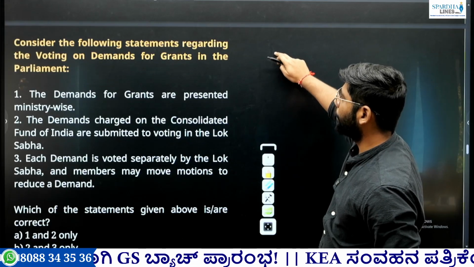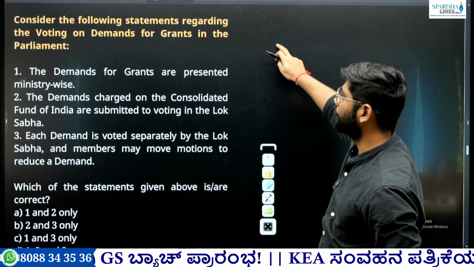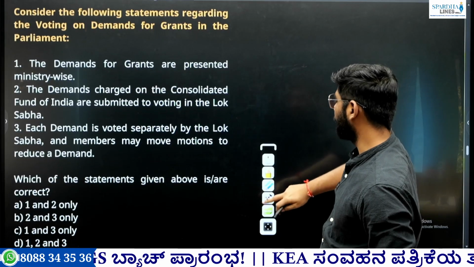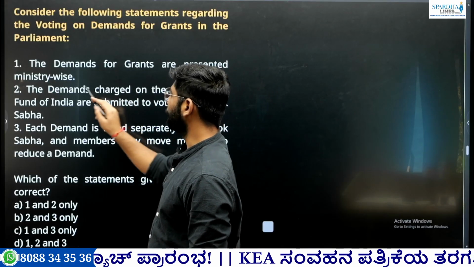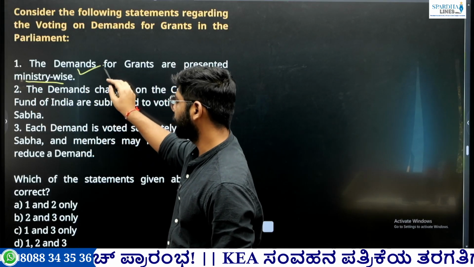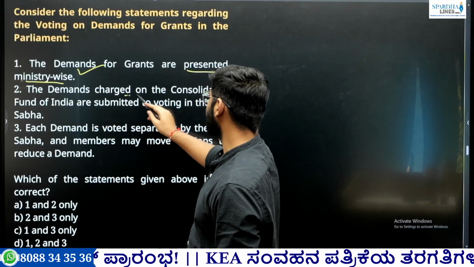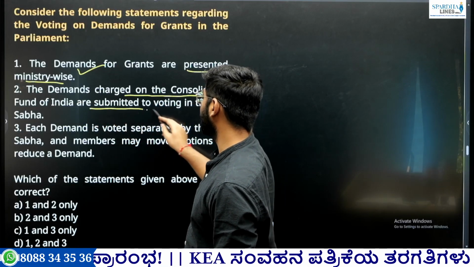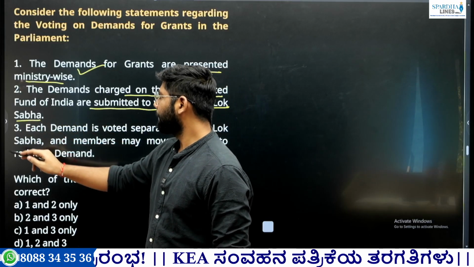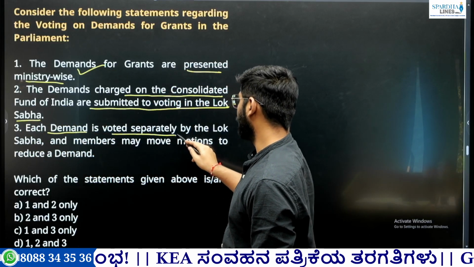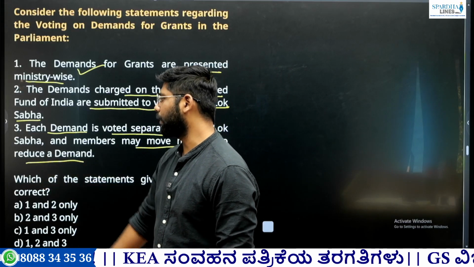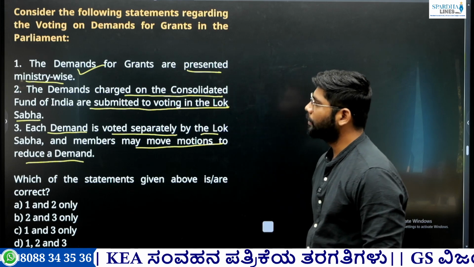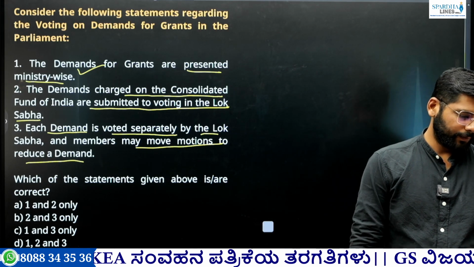Then next, consider the following statements regarding the voting on demand for grants in the Parliament. First statement: demand for grants are prescribed ministry-wise. The demand for grants charged on the Consolidated Fund of India are submitted to voting in the Lok Sabha. Then each demand is voted separately by the Lok Sabha. Members may move a motion to reduce the demand. Let me know which one is correct here.